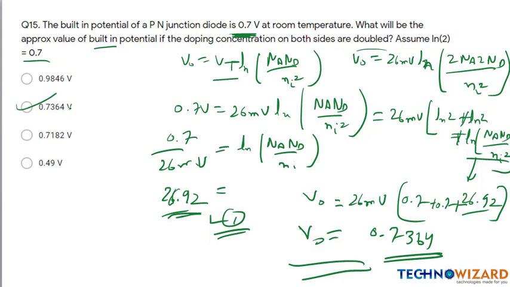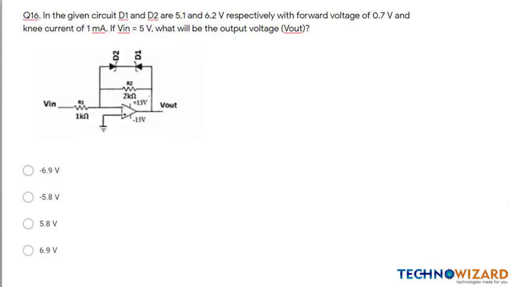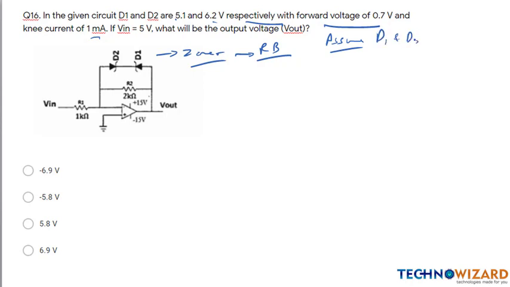Now next question, question number 16. This is also a very important question. In the given circuit, D1 and D2 are 5.1 and 6 volt respectively with forward voltage of 0.7 volt and the knee current flowing is 1 milliampere. Here you can see this is a Zener diode. First of all, we know that a Zener diode always works in reverse bias mode. Assuming D1 and D2 are not working, then I can find the output voltage.